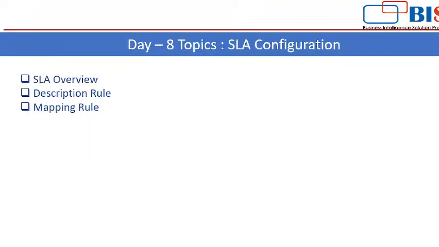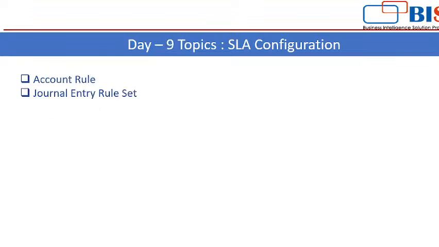Then we have seen that while creating the transaction in the project, at the same time it will transfer to your general ledger module. So for that purpose you have to do the subledger accounting configurations in the application. So we have seen the overview of subledger accounting, then we have seen the description rule, mapping rule.